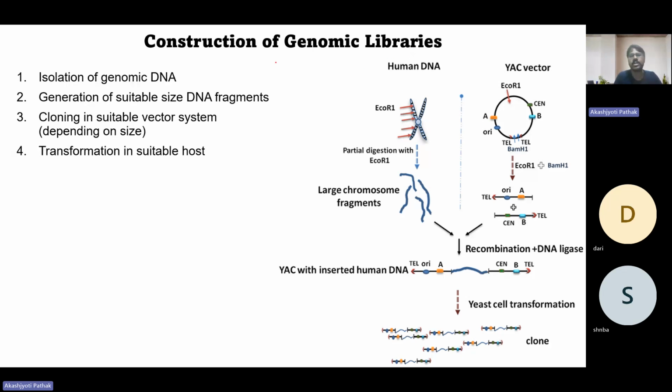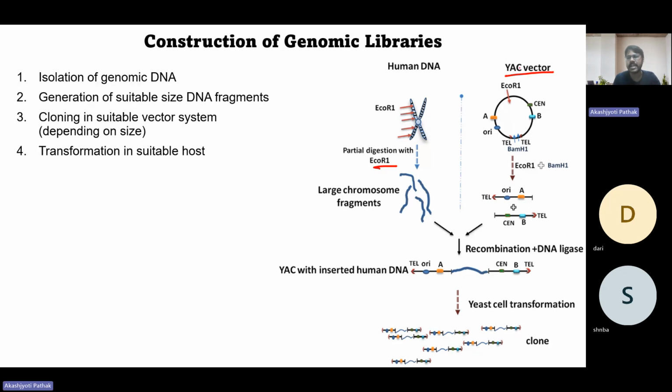So first of all, for construction of a genomic library, the genomic DNA is isolated. Once the genomic DNA is isolated, because it is very large, it is fragmented by digestion with a suitable restriction enzyme. Here in this figure, you can see it has been digested with EcoR1, and once this human DNA is digested with EcoR1, you get several DNA fragments. Similarly, your vector must also have this restriction enzyme site.